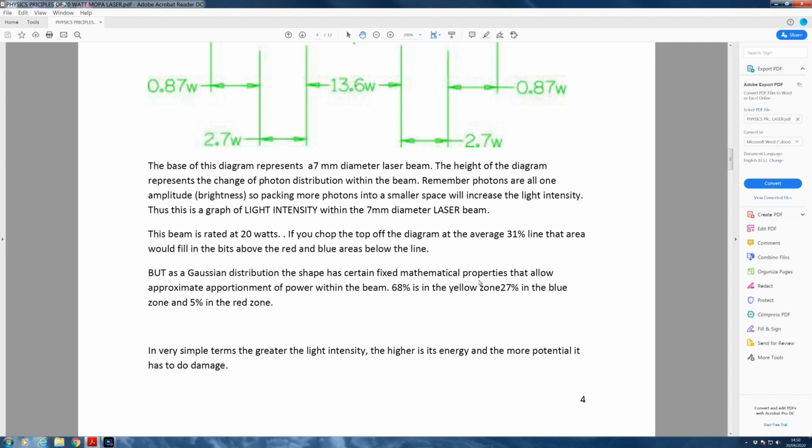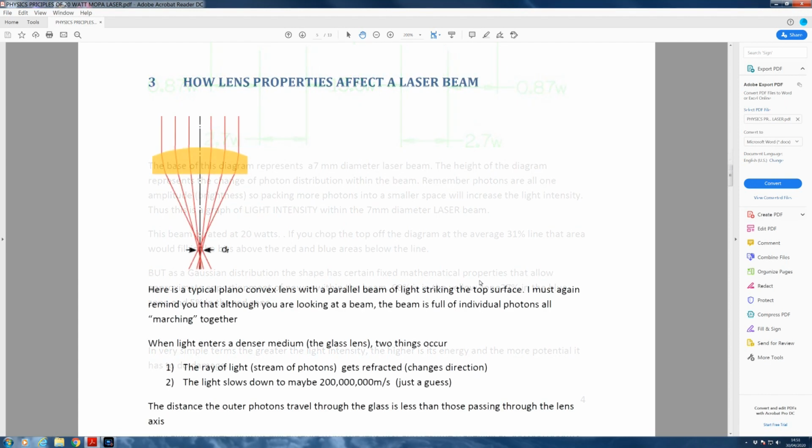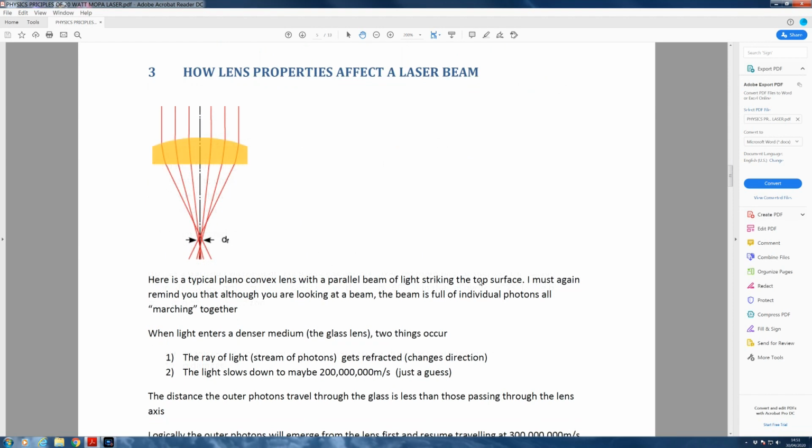Now, I'll leave that part on the screen just in case you want to read it, but I've just described what that says. In this section, we're not actually going to talk about how the lens focuses. That's a completely separate section that I'm going to come on to next.